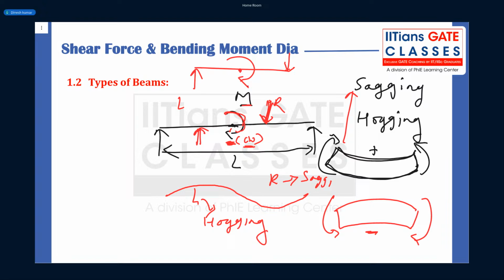So how do you see the deflection? You will see this deflection pattern. So you can now easily make it, right? Your left side is under hogging and the right side is under sagging.